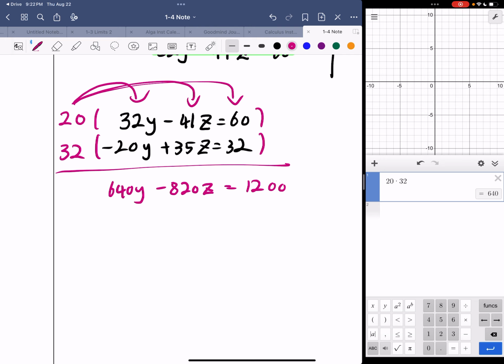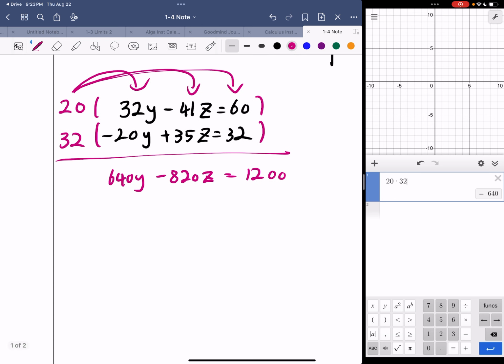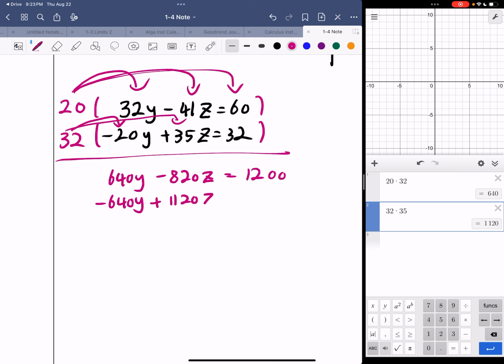I mean, that one I did without a calculator because it's kind of easy to do. But I'm just telling you that you might want to use a calculator because you're going to make fewer mistakes in that case. So 32 times negative 20 is negative 640. And 32 times 35, that I do not know. So 32 times 35 is, okay, positive 1120z equals 32 times 32, I don't know, it's 1024.